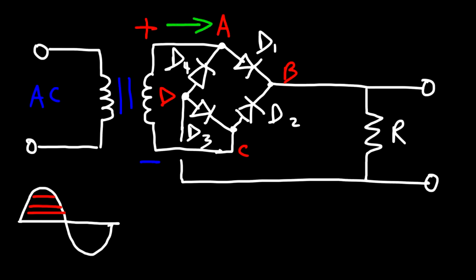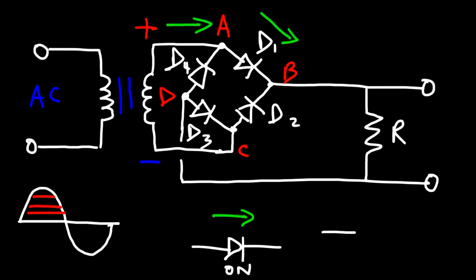So the green arrows will represent the flow of conventional current. So it's going to flow from the positive terminal of the transformer towards point A, and then from point A towards point B through D1. Now, is D1 on or off? Is D1 in forward bias mode or reverse bias mode? So anytime the direction of conventional current is in the same direction as the arrow, the diode is on. It's active. It's in forward bias mode.